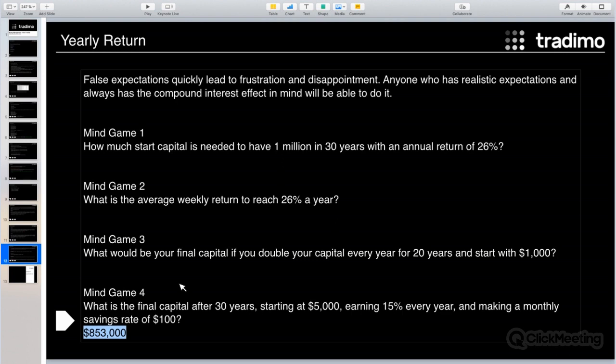Correct. So as I said before, this is a very realistic example. A lot of people have $5,000, and it is not rocket science to make 15% a year, and maybe to have a savings rate of $100 a month. So if you have all of this, then you end up after 30 years close to $1 million.